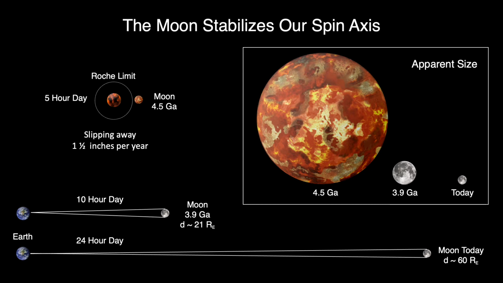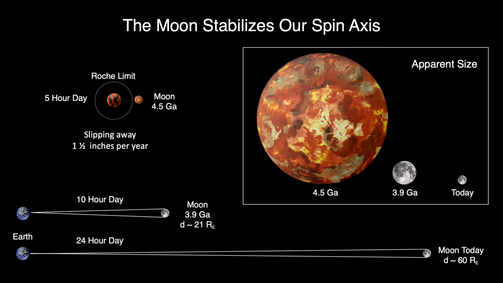So for instance, at 3.9 billion years, some 600 or 700 million years after the Earth and moon were formed, the moon may be as far as 21 Earth radii away. And in fact, today, the moon resides at about 60 Earth radii away.